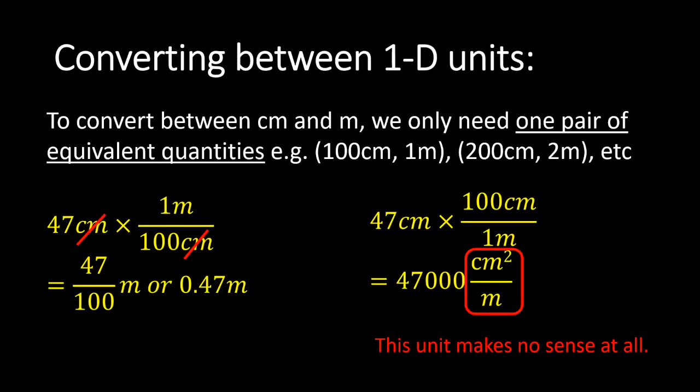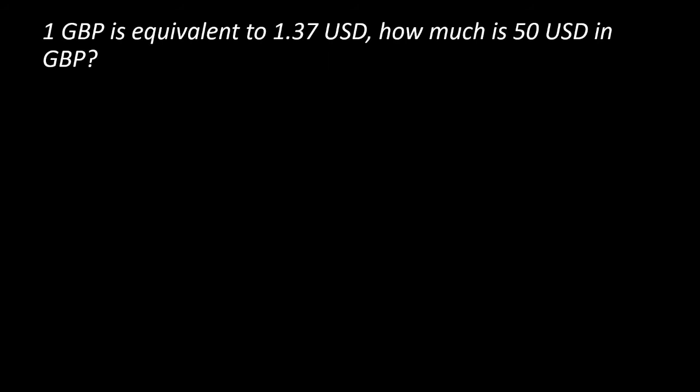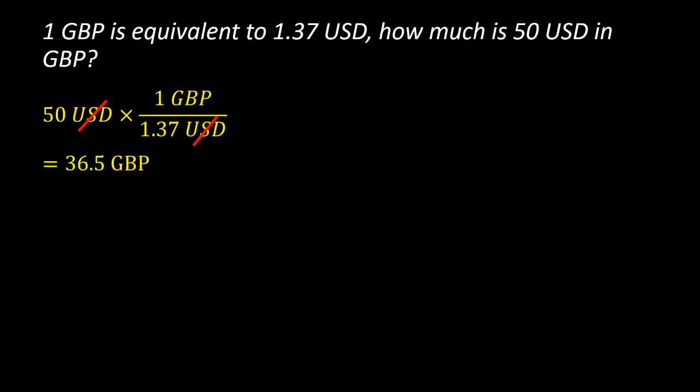Let's see more examples. Some of you might not have realized currency is actually a unit. For example, 1 British pound is equal to 1.37 US dollar. So how much British pound do we get if we convert 50 US dollar? We just need to multiply 50 US dollar with 1 British pound over 1.37 US dollar. Then we will get 36.5 British pound.